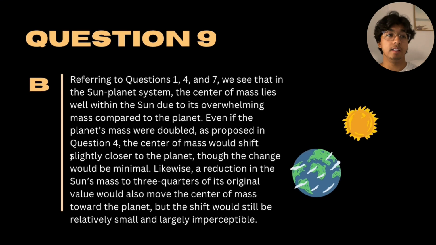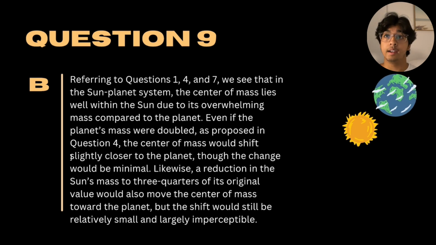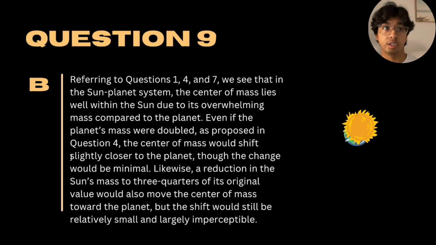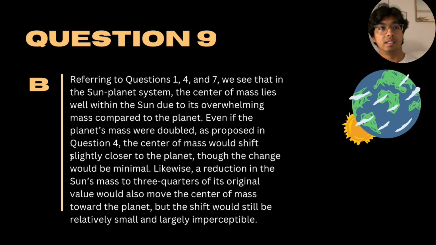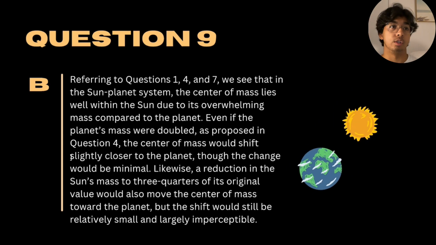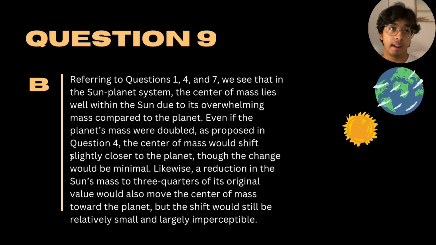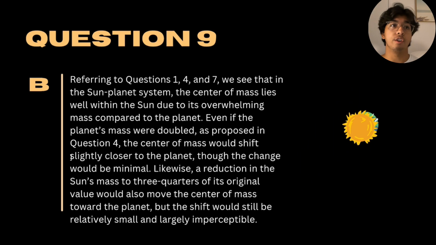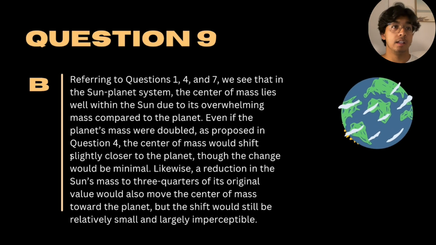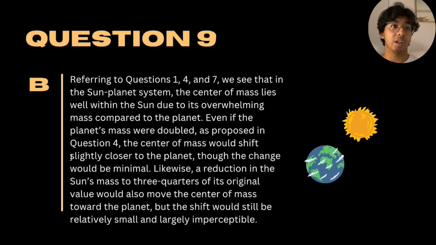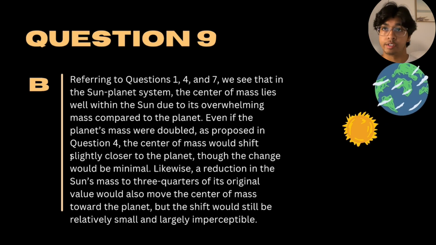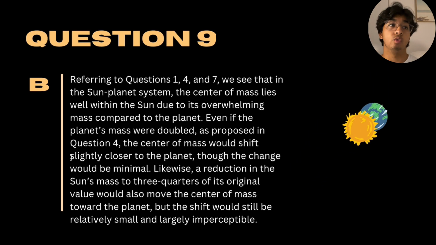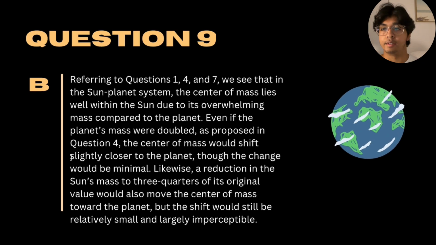Question number 9b asks us to qualitatively describe the center of masses in questions number 1, 4, and 7. So we see that in the sun-planet system, the center of mass lies well within the sun due to its overwhelming mass compared to the planet. Even if the planet's mass were doubled, as proposed in question number 4, the center of mass would shift slightly closer to the planet, though the change would be minimal. Likewise, a reduction in the sun's mass to 3/4 of its original value would also move the center of mass towards the planet. However, the shift would still be relatively small and largely imperceptible.